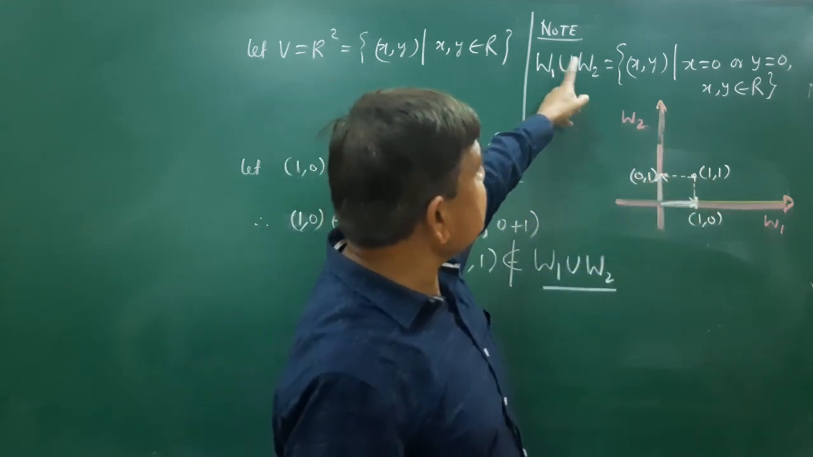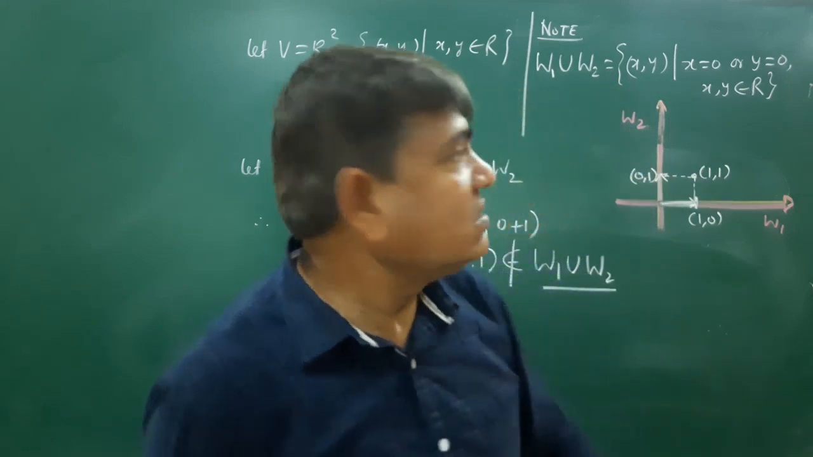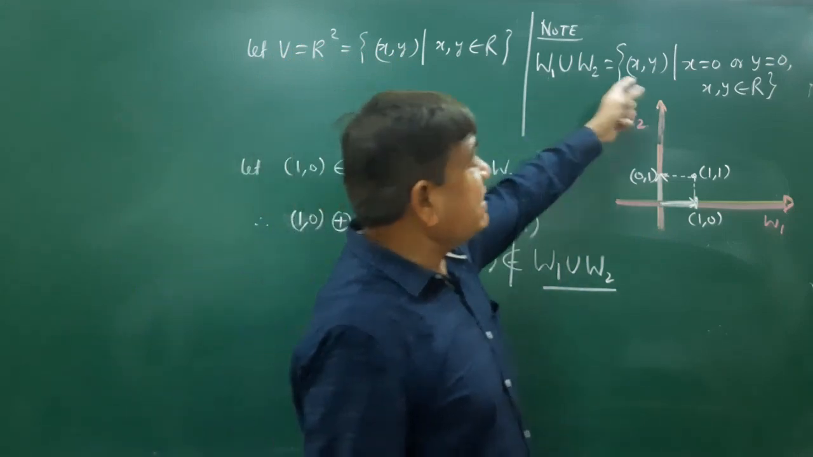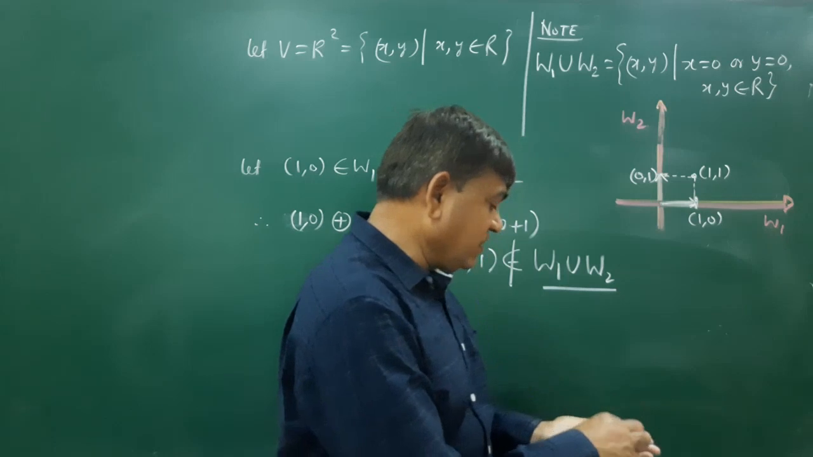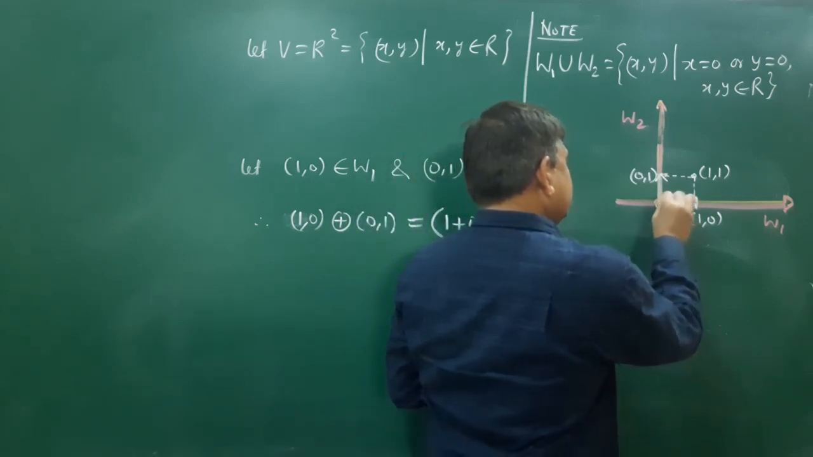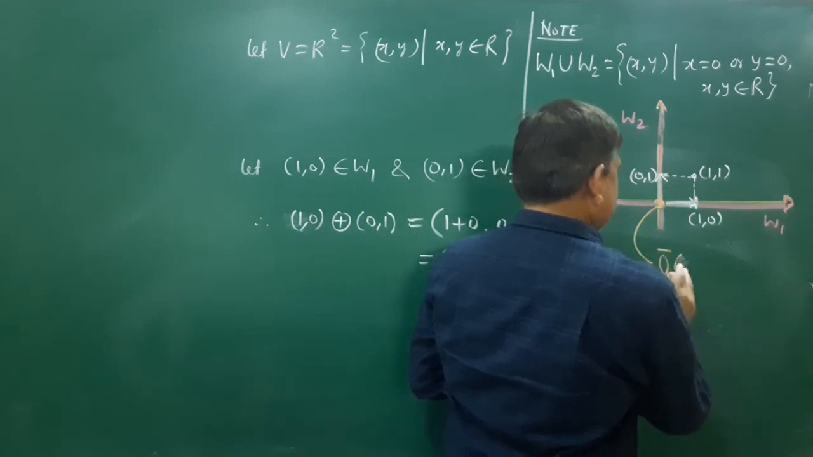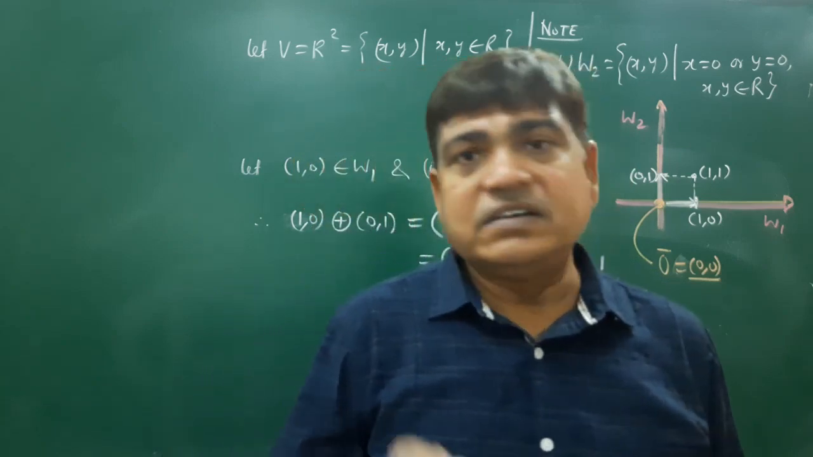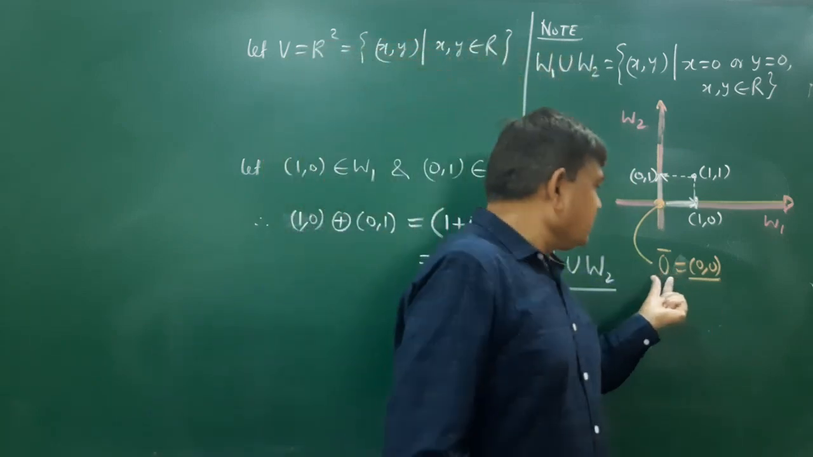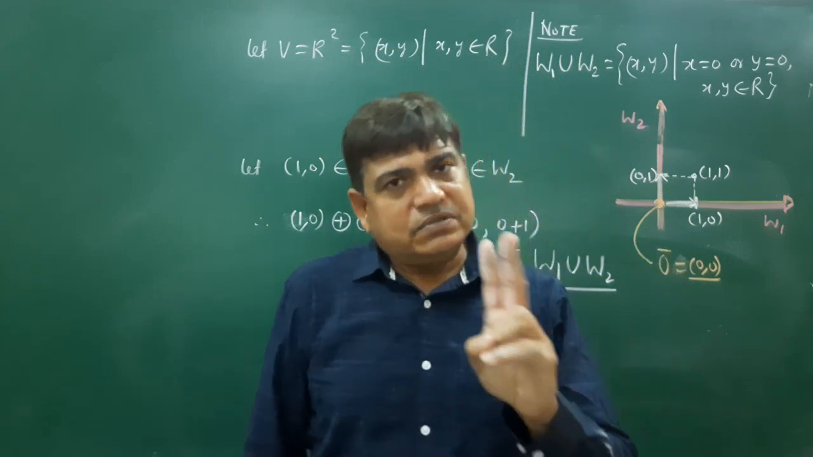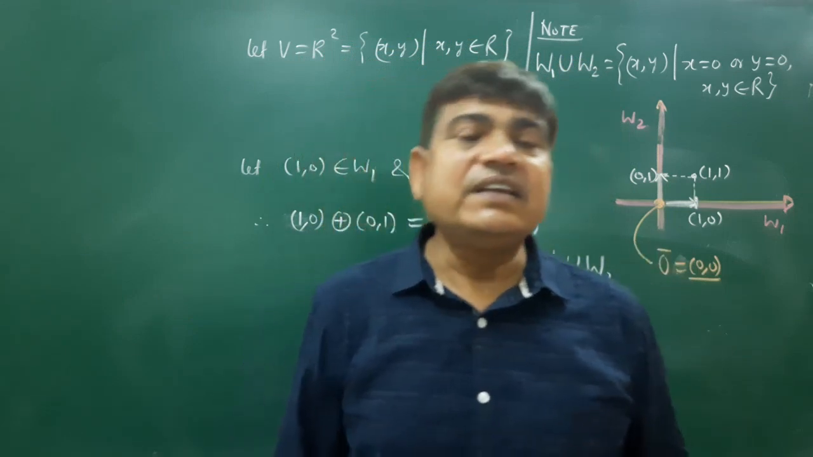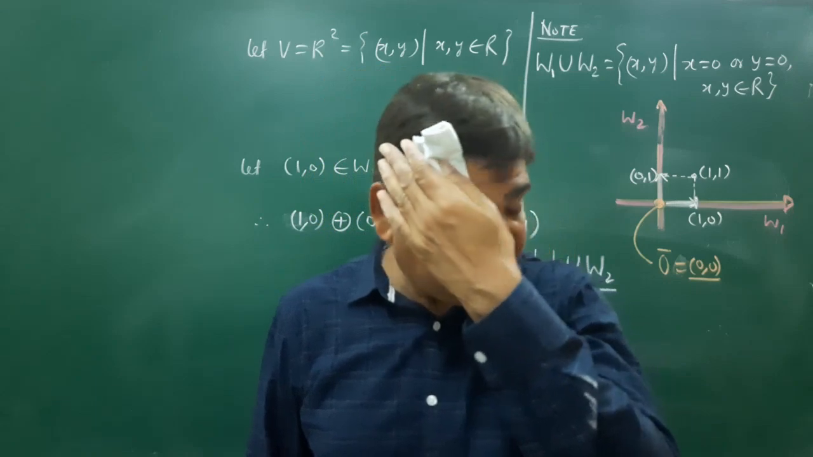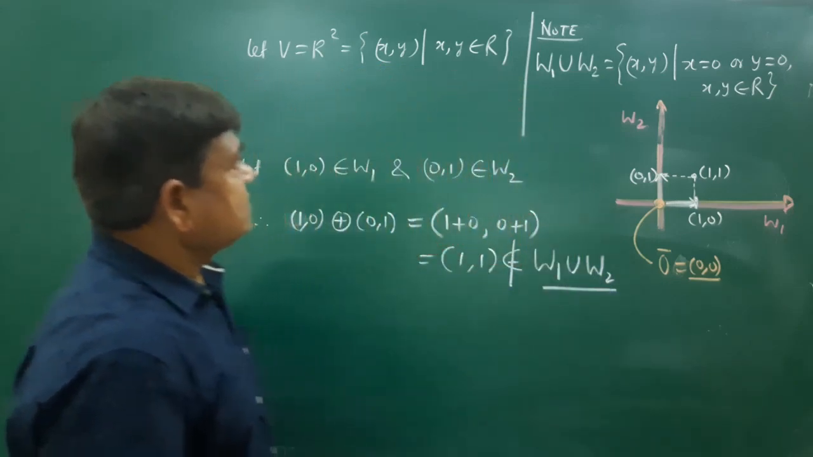So the union of these two subspaces is not a subspace of V. But instead of union, if I consider the intersection, then the intersection will include only the single point, the origin. And we know that this is a null space, because it is a non-empty set. You know that there are two standard or trivial subspaces: one is the null space and the other is the vector space itself. Okay, so it is this type of situation.